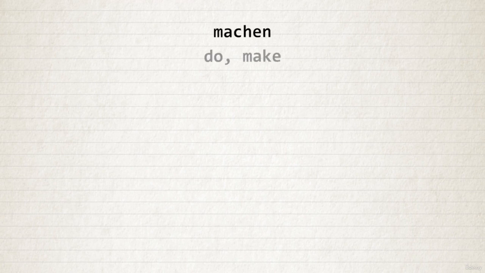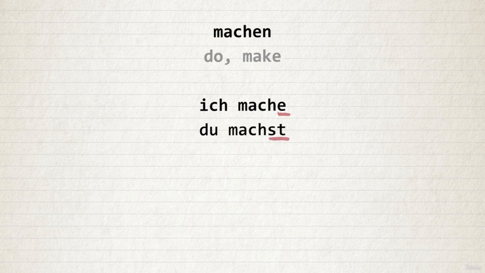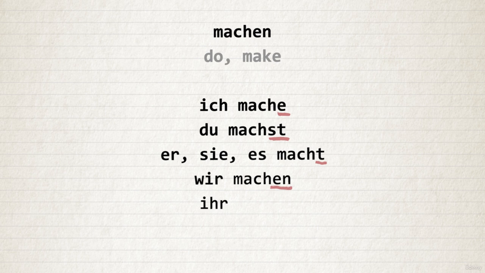Let's take a look at few more examples. Take the verb machen, to do or to make. So just like we saw, cut off the infinitive ending en. Attach the present tense endings e, st, t, n, t, n. Ich mache, du machst. Er, sie, es macht. Wir machen, ihr macht. Sie machen. Easy as that.